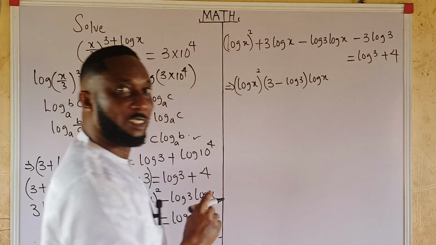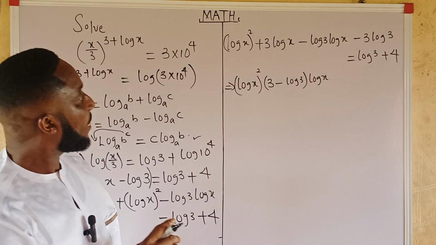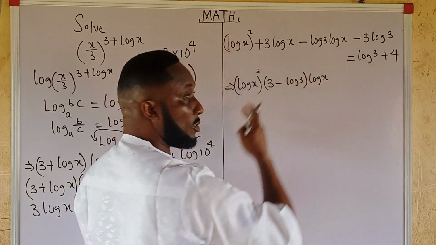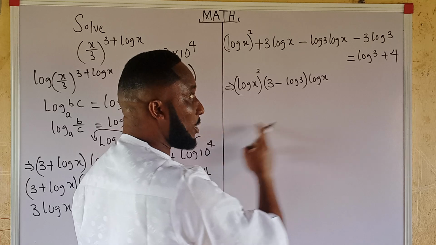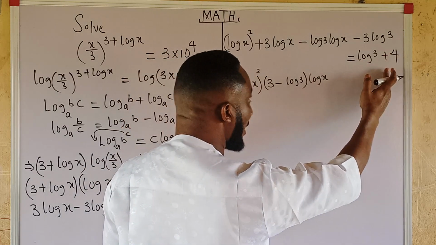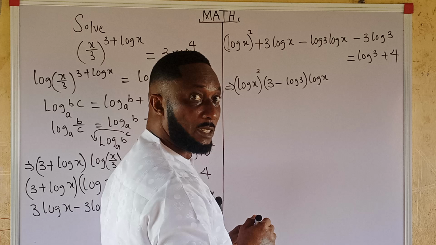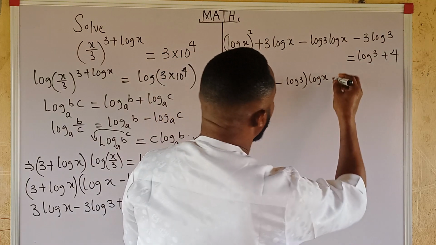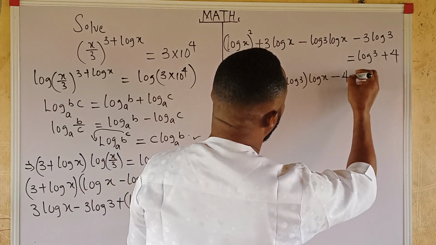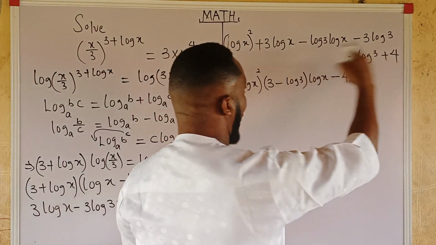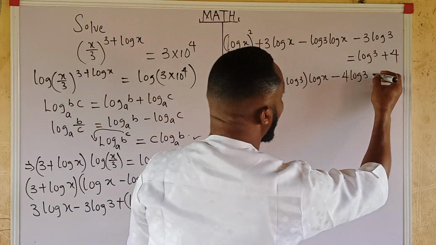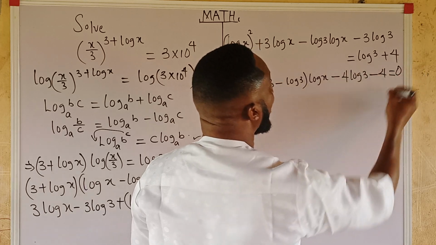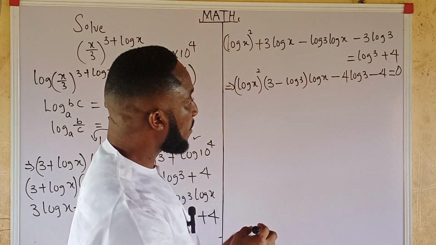It's an interesting question, the best I've seen from India. Then if we move forward again, I will take log 3 to the right. No, sorry for the slip. I will take log 3 from the right to the left, and it becomes negative. And we already have negative 3 log 3. So that becomes negative 4 log 3. I'll take 4 to the left as well. That will be negative 4. Everything equals 0. Okay, it's pretty cool, right?